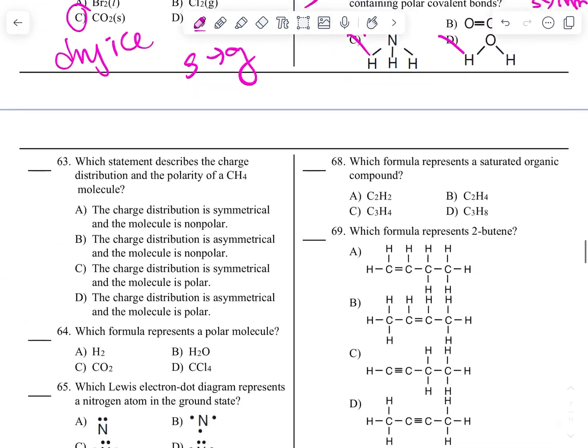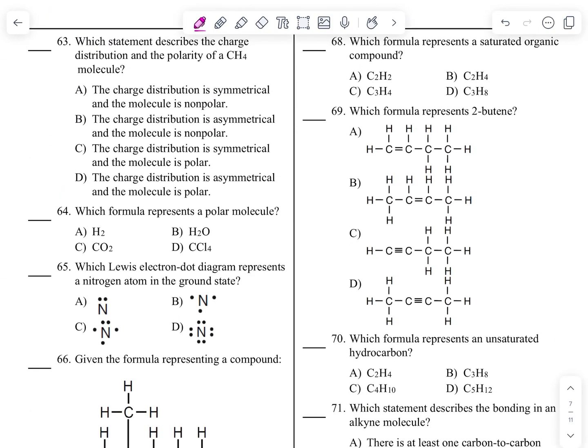So part B. 63, which statement describes the charge distribution and polarity of a CH4 molecule? The charge distribution is symmetrical and the molecule is nonpolar. Well, the molecule is definitely symmetrical, so it is nonpolar. Choice A.